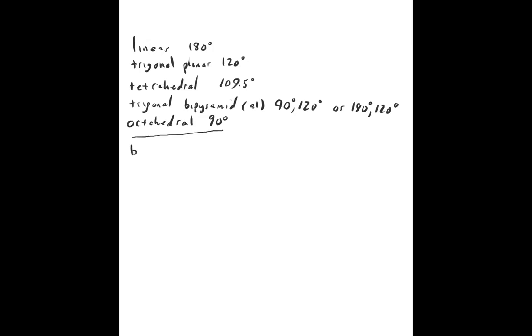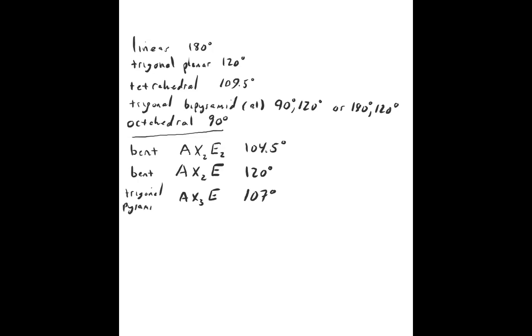Now we have 2 new ones. Now we have what's called bent. And I just need to write it out here just so you have it. This is 2 surrounding atoms with 2 lone pairs. This angle is 104.5. It's a little different from the tetrahedral. If you have AX2 with 1 lone pair, then it's about 120 degrees. And this is also called bent. And then the last one we just did was AX3 with 1 lone pair, and that one is 107. And this is called trigonal pyramid. And again, sometimes people will put AL at the end, pyramidal. Okay, so the examples we just did, this one was ammonia, and this one was water.